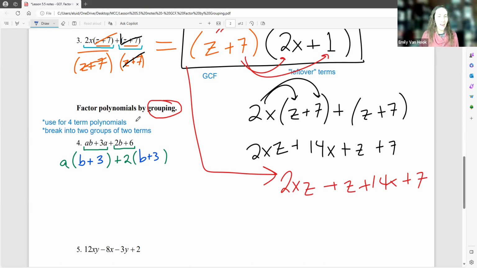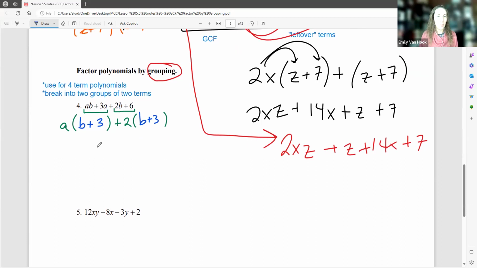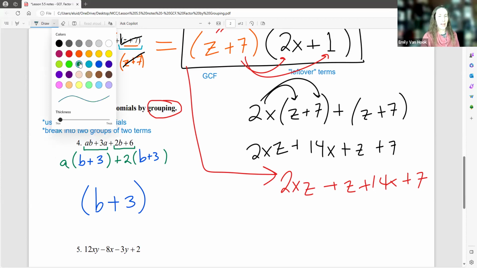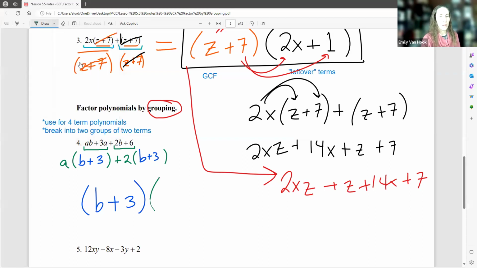So now if we recognize our GCF is that B plus 3, we're going to factor that out, meaning we're going to rewrite it in parentheses, B plus 3. So that's our GCF in parentheses, and then remember how we had our quote leftover terms? That's what's in green right now. That's the A, and then the plus 2 on the outside of the parentheses. That's what's going to make up the second half of our answer. So I'm writing in parentheses A plus 2. And there's our final answer.